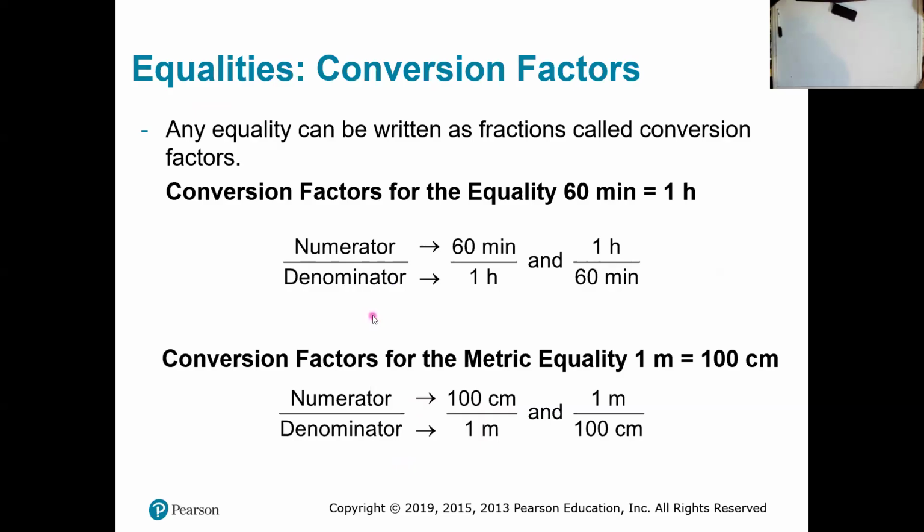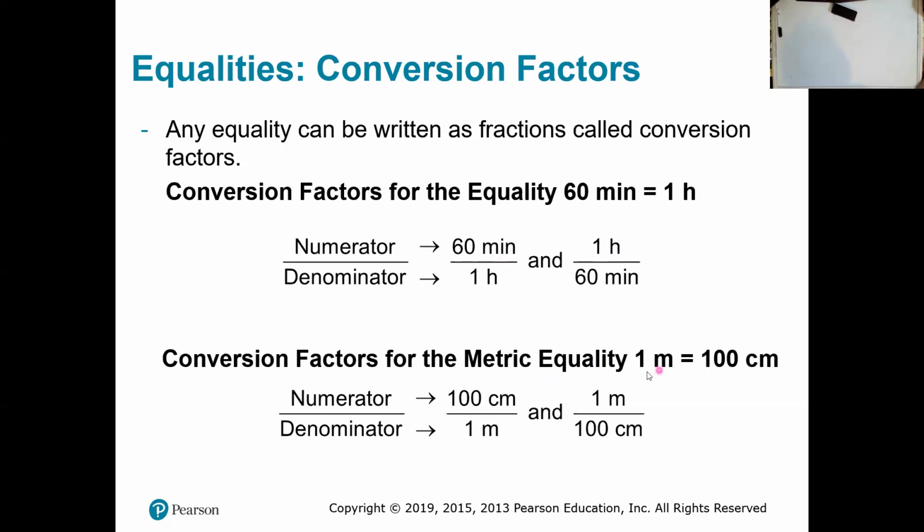Conversion factors are going to be when we take our equality and we write it as a fraction. And we're going to have 1 unit on the top and 1 unit on the bottom. And there's always going to be 2 versions of a conversion factor for every equality that we write. So in this case, we can write a version where the 60 minutes is on top and the 1 hour is on the bottom. But we can also write a version of this where the 1 hour is on top and the 60 minutes is on the bottom. Okay, so every equality can create 2 conversion factors.